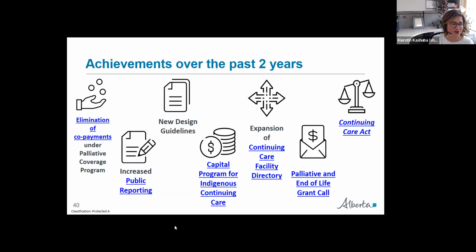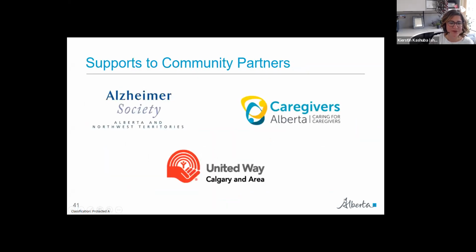And then there is also a palliative and end-of-life care grant call released for community-based applicants and organizations to support earlier access to care, education training, or community supports and services, and research and innovation. Results of that grant call are expected soon. And last but not least, the Continuing Care Act has been developed, but I'll talk about that more in subsequent slides. So supports to community partners. Government has also provided supports to other organizations to support services to enable people to remain at home. All these initiatives are targeted at enhancing the quality of life for Albertans in the continuing care system. And that's the number one priority outlined in the facility-based review.